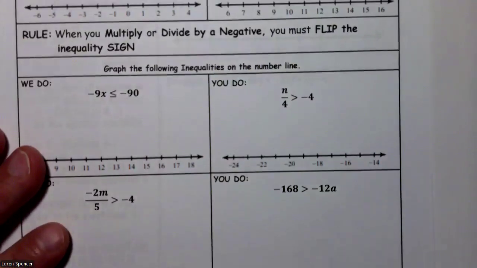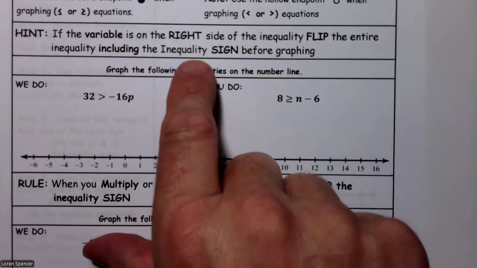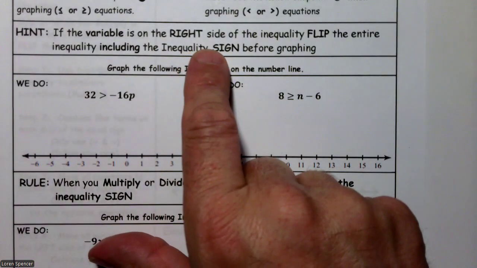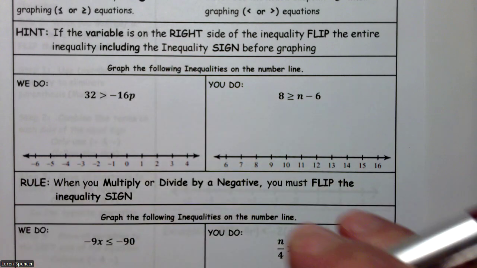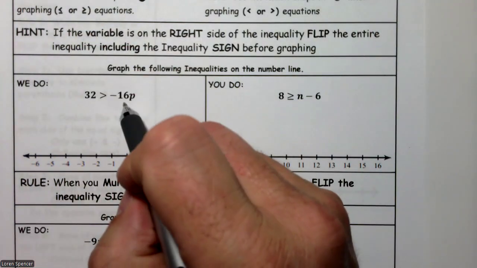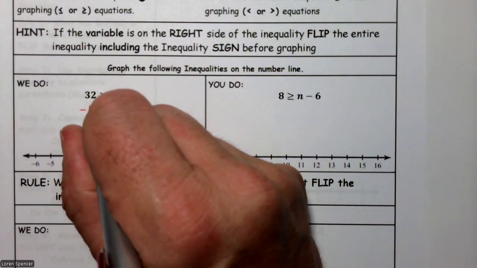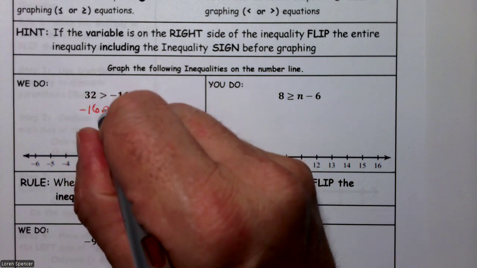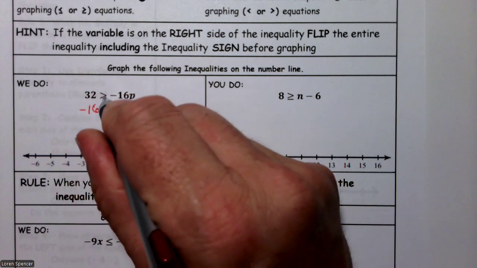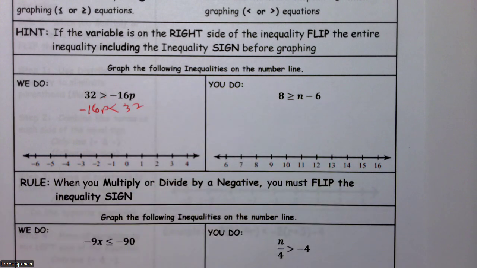All right, so let's solve some inequalities. If the variable's on the right side of the inequality, flip the entire inequality, including the inequality sign, before graphing. All right, the variable's on the wrong side, so I'm going to flip it. And I also have to flip the sign. So negative 16p and 32, and this sign needs to change directions. So it's facing that way.